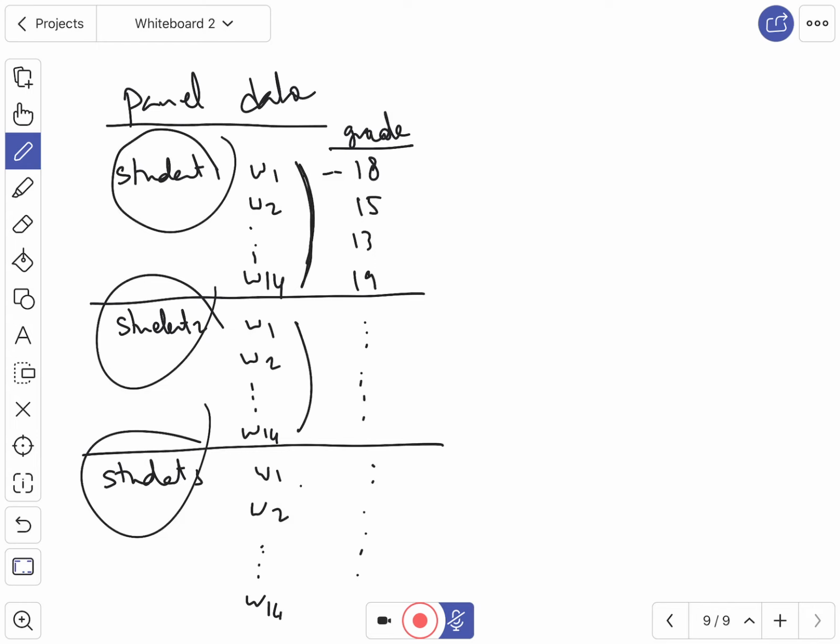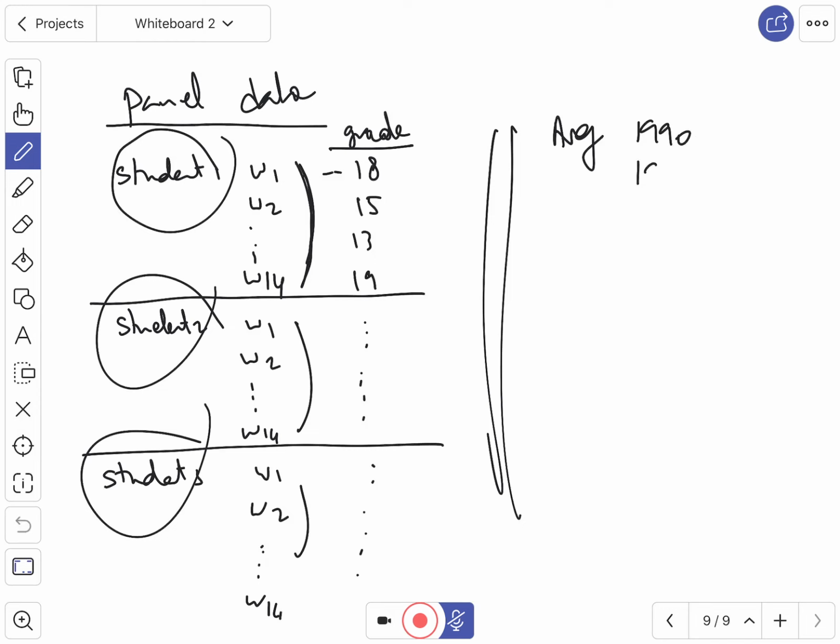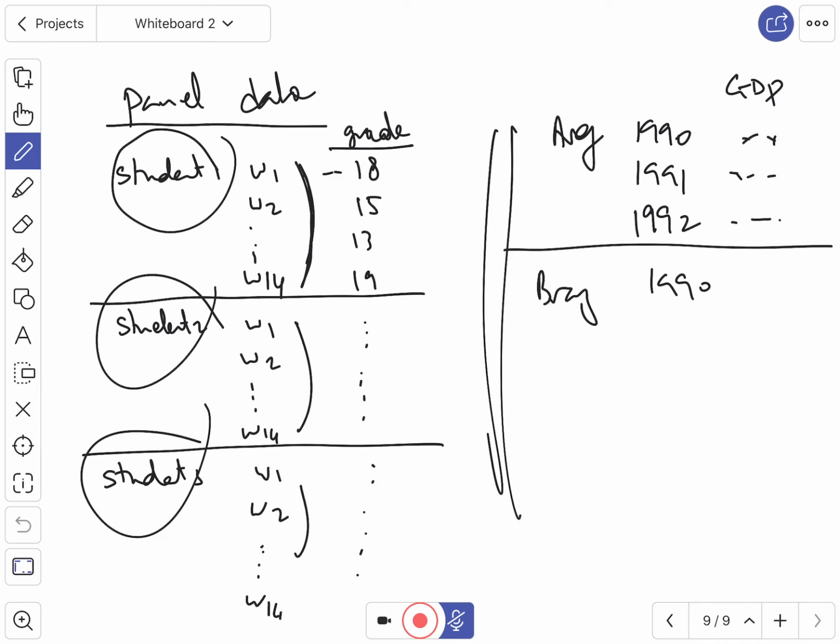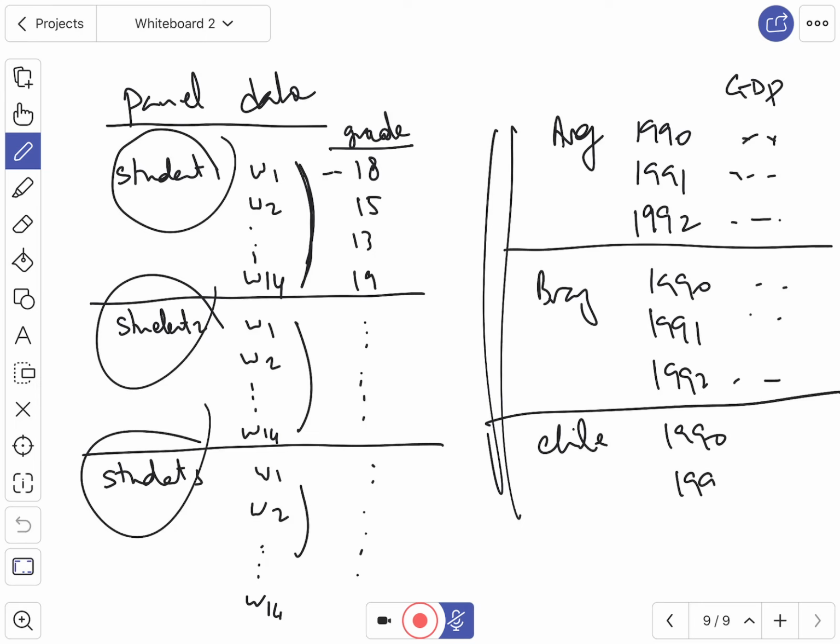multiple time periods. Also, when you take the example of the countries, Argentina, starting from 1990, 1991, let's say I have 3 time periods, 92, and this is GDP, and then the numbers here. Then Brazil, and 1990, 1991, 1992, I have the numbers here. Then I go for the next, Chile, 1990. I think you get what I mean now, right? So it's 1992, and then you have the data.